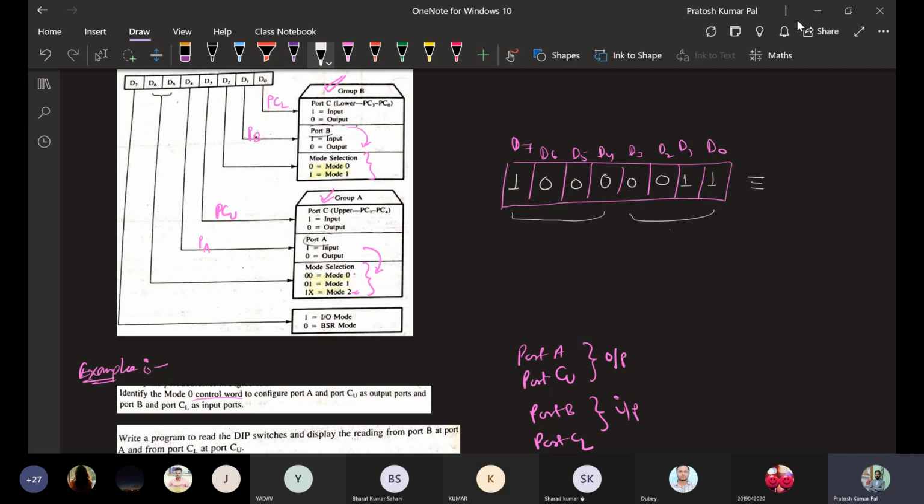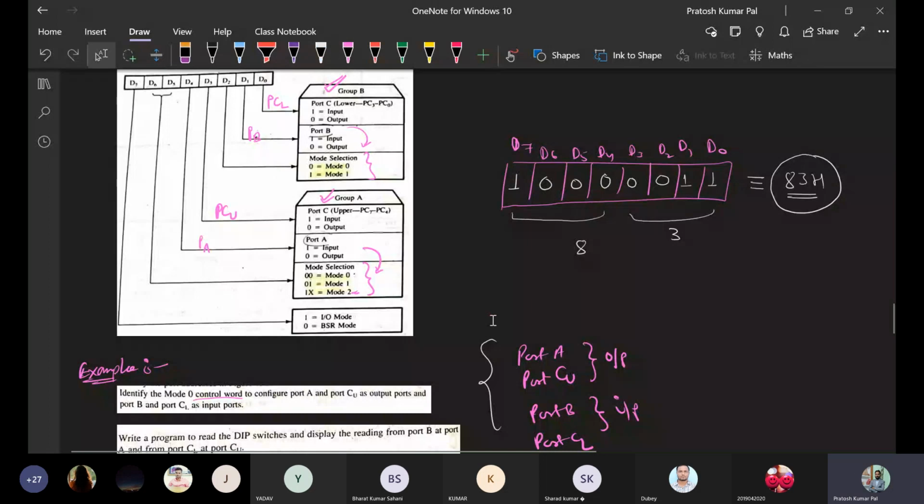So this is 83H. So the control word is having data like 83H, then this condition will be followed. That means port A and port C upper will be working in output mode, and port B and port C lower will be working in input mode. So based on the requirement, 83 will be the data we need to send to the control word. So that control word value will be this.